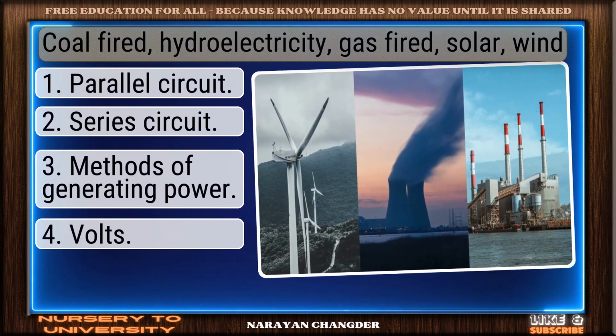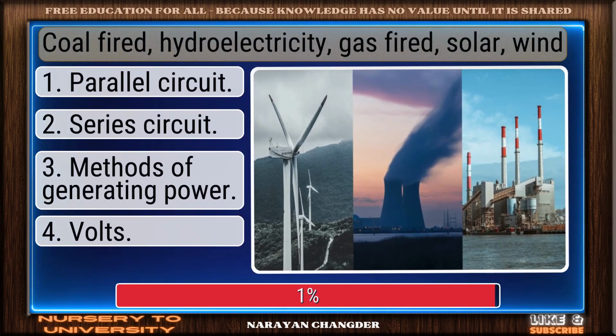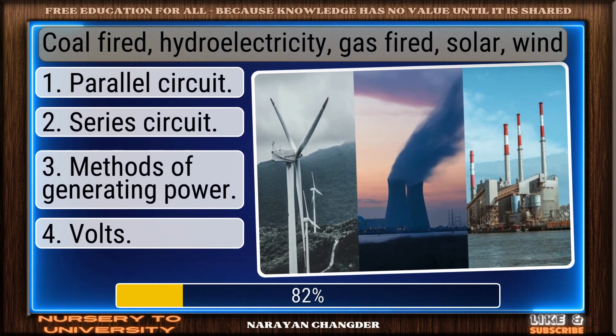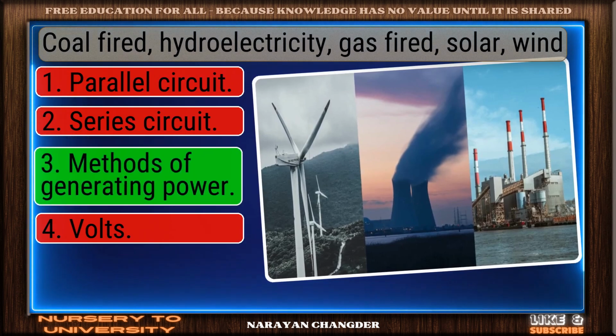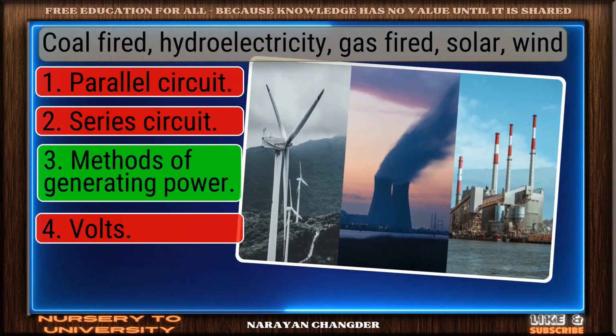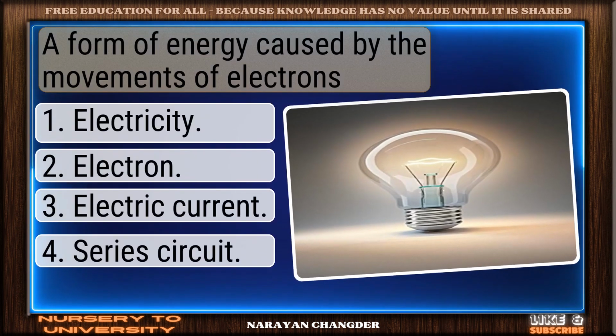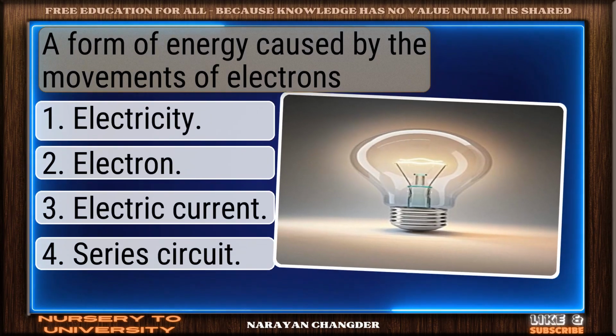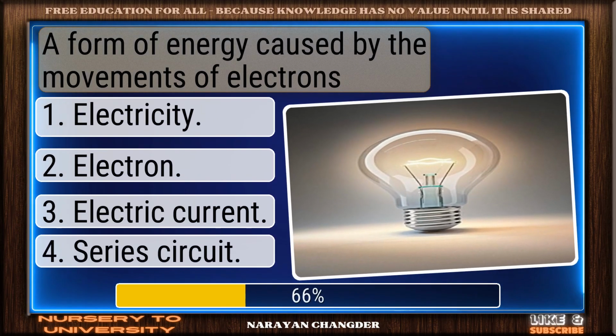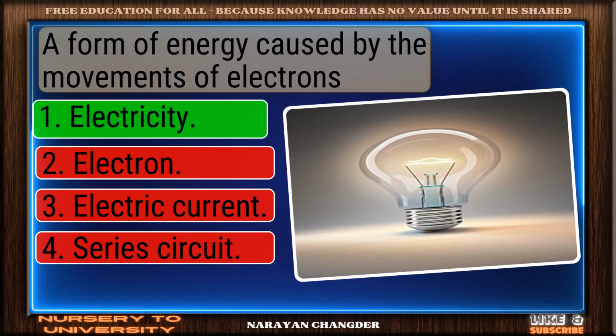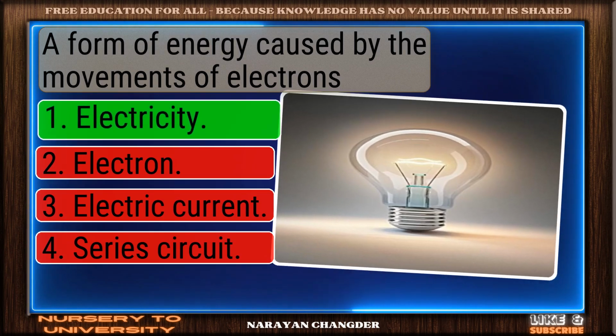Coal-fired, hydroelectricity, gas-fired, solar, wind. You're right. Methods of generating power is correct. A form of energy caused by the movements of electrons. Well done. Electricity is right.